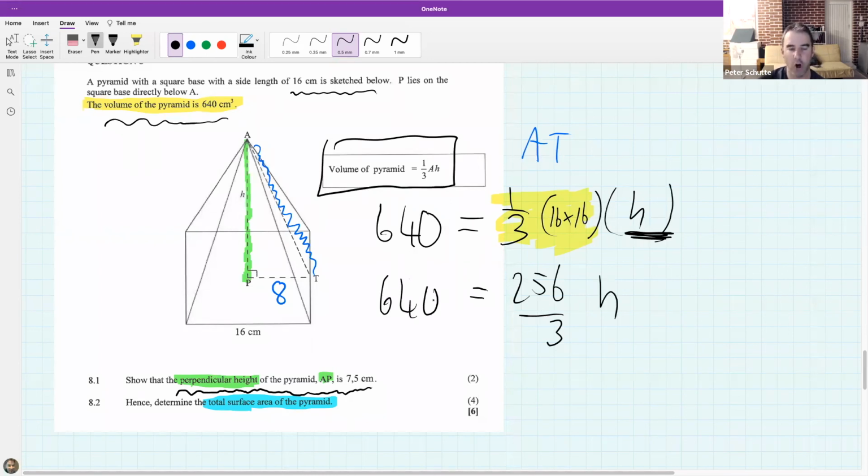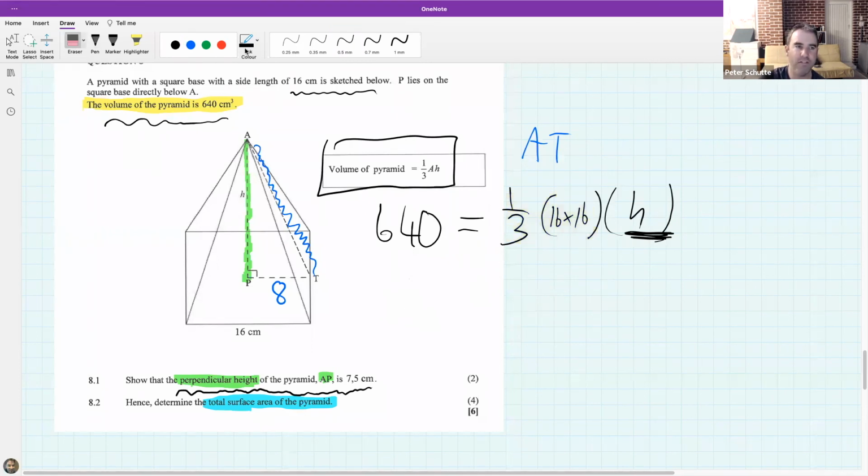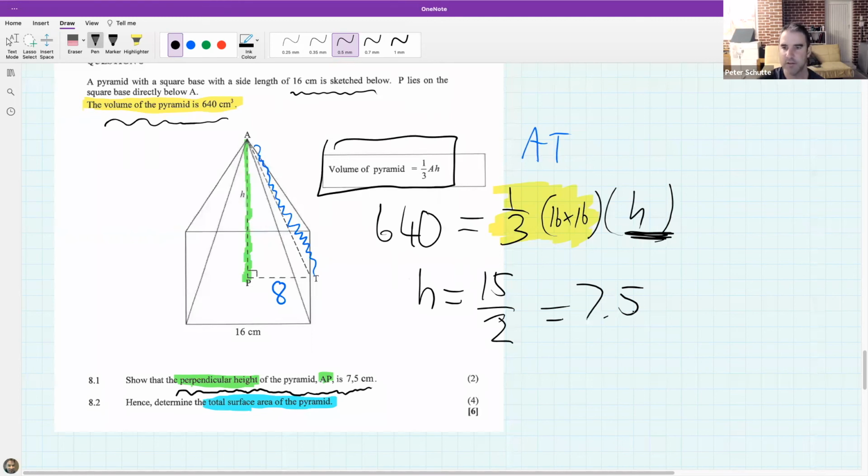Okay, so what I was hoping that you would find, guys, is that when you bring all of this stuff to the other side, so basically you divide by this whole thing, you should be getting that h is 15/2, which is 7.5, which is what they asked for. So what I want to show you is that even though it looks a little bit different, it's still using the same ideas we've been learning about in this particular topic.